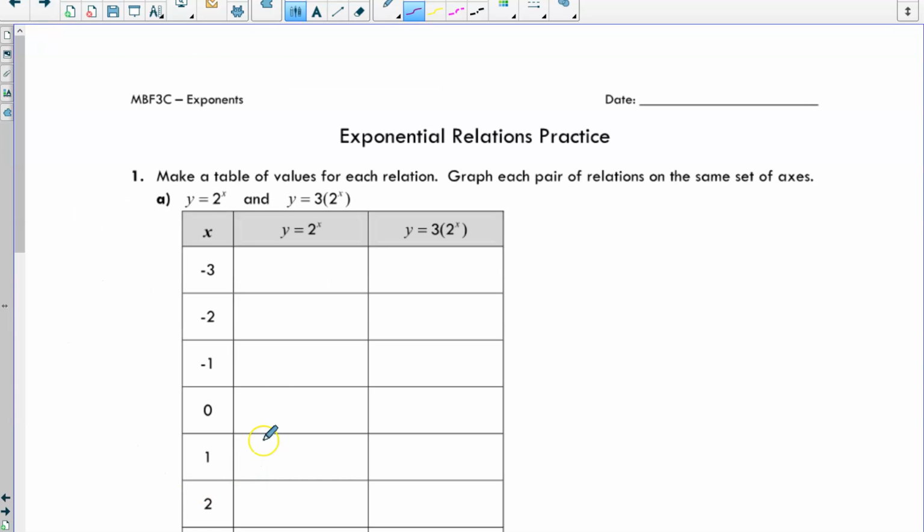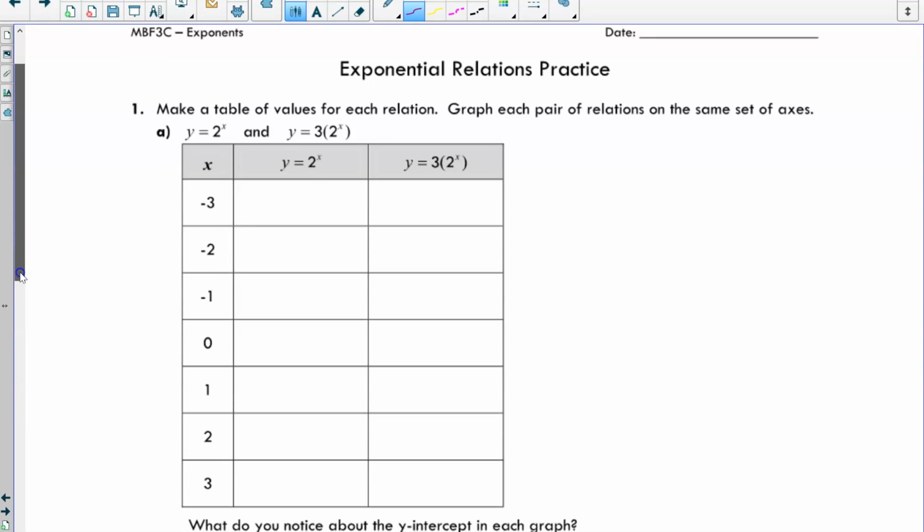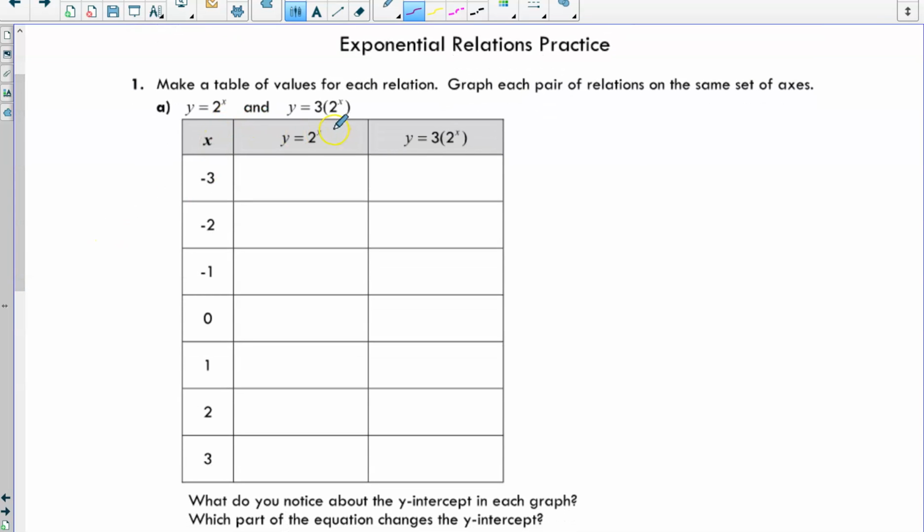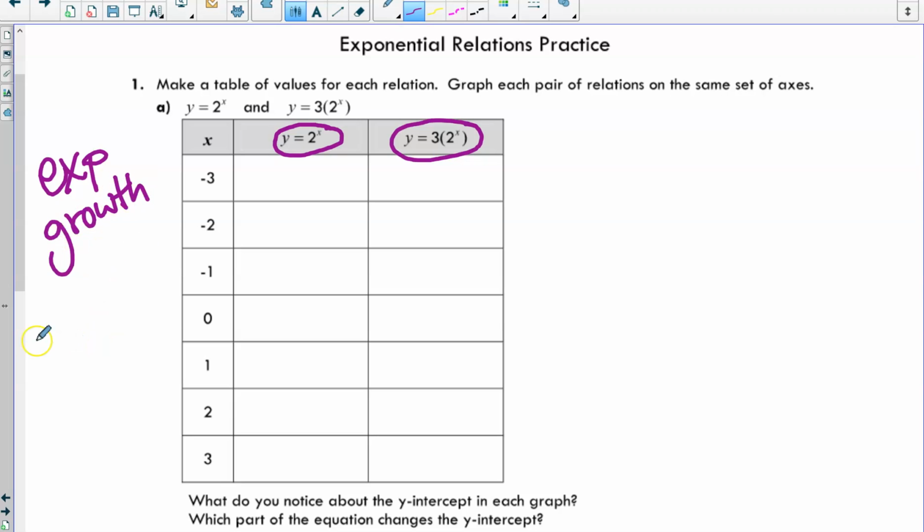So we're going to start by looking at these two different functions. So I've got y is equal to 2 to the power of x and y is equal to 3 times 2 to the power of x. First, I just want to note that we know that this is exponential growth. Okay, so we know that the graph is going to be going up to the right. Okay, and we know that because the base value, the 2, is bigger than the number 1. Okay, so we know that the graphs are going to be kind of this shape here.